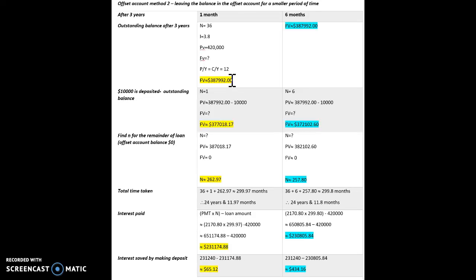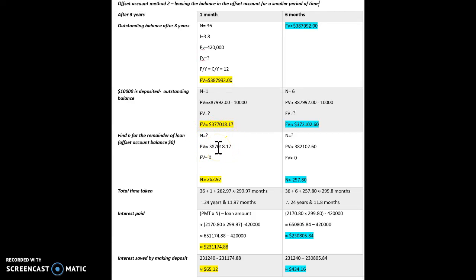Now the offset's going in for 1 month. I get my TVM, I put in 1 month, I put in my new present value, the previous FV, take away the balance of the offset. I work out the new future value, so what's owing after that month, and here it is. And then I go into the next step. In the next step, it's just saying how much time is left to pay off this loan to get it down to 0. And I'm finding N. I've put the future value over here.